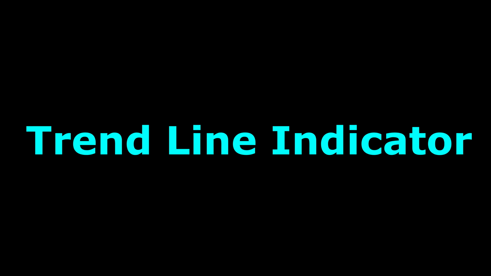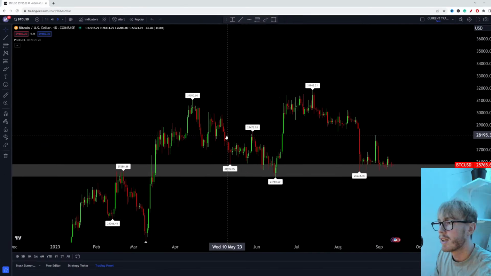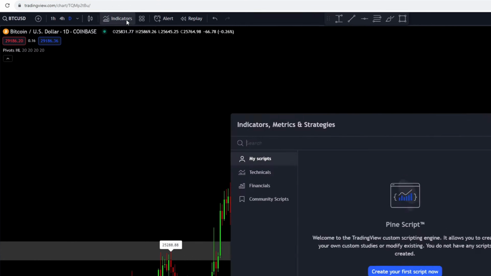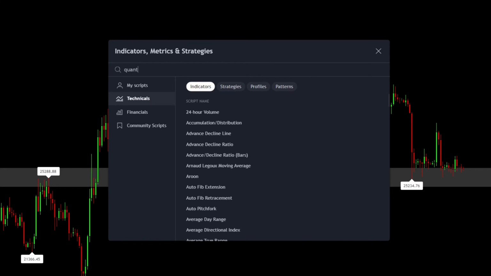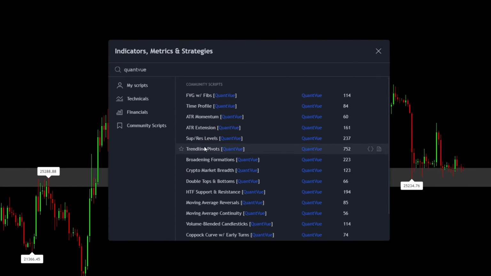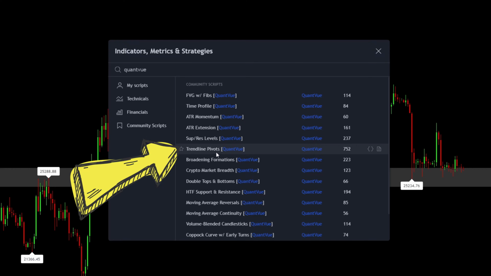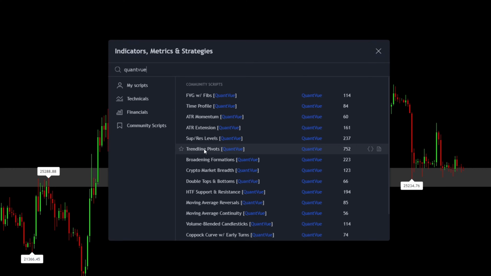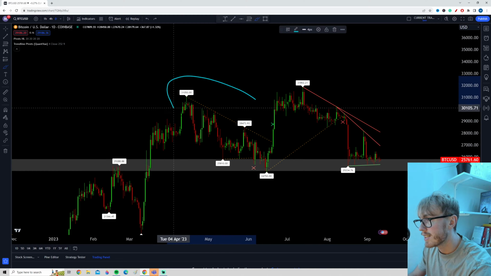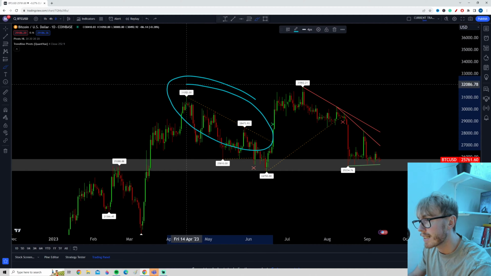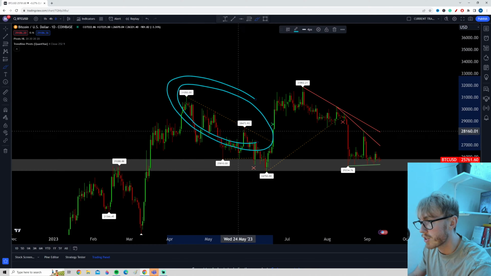So now let's take a look at our second indicator. Let's go up once again here to the indicators tab, and we want to search for quant view. Go down here a bit and you can see that we have an indicator called trend line pivots. Let's open this one up. And as you can see, this indicator automatically identified the trend line we talked about recently.